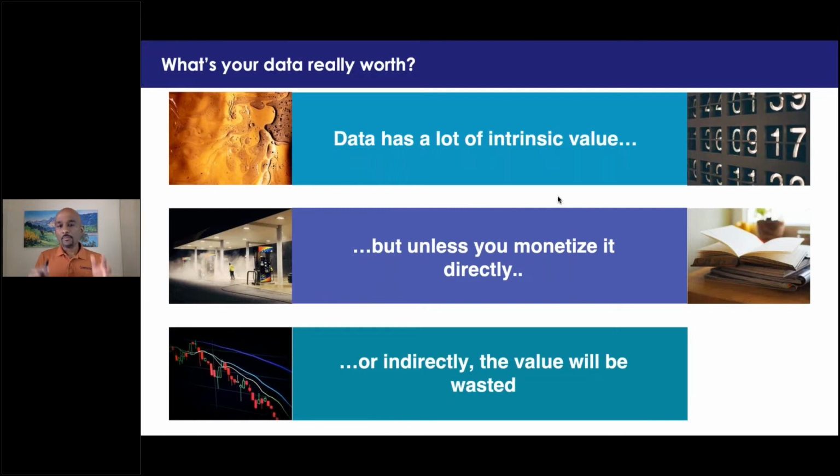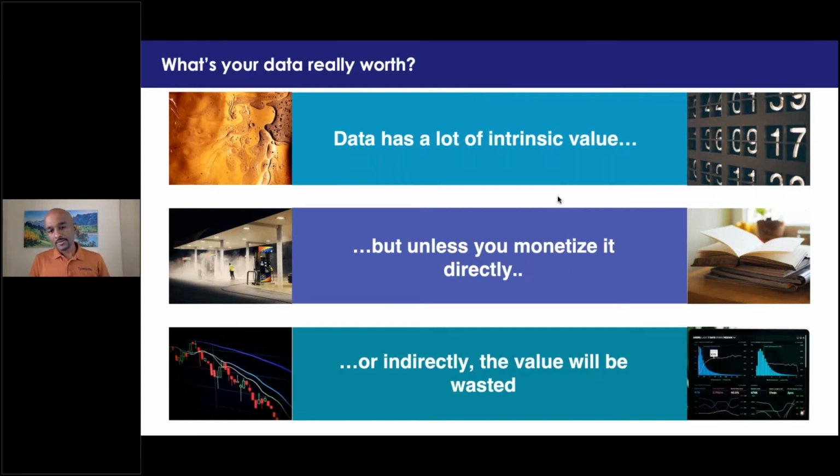So that's the monetization aspect of data directly. There are several ways to do it. The second approach is indirectly, where data can deliver value by enabling your business outcomes. That's the focus of this presentation. We'll talk about the 5 steps that you can tap into the value through these indirect measures.